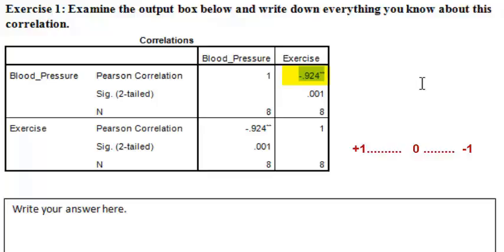So if it was a positive correlation, that would mean that as blood pressure went up, exercise would go up. But because it's not a positive correlation, it's a negative correlation, that means that there's an inverse relationship. As one variable goes up, the other goes down.